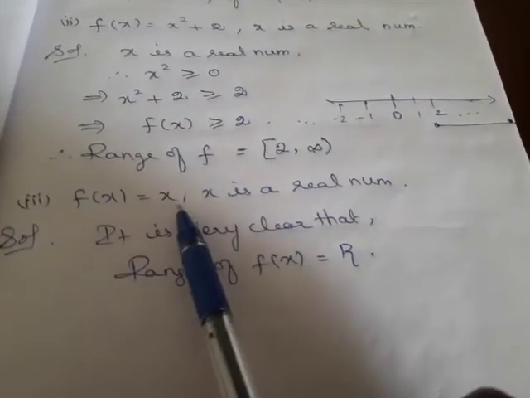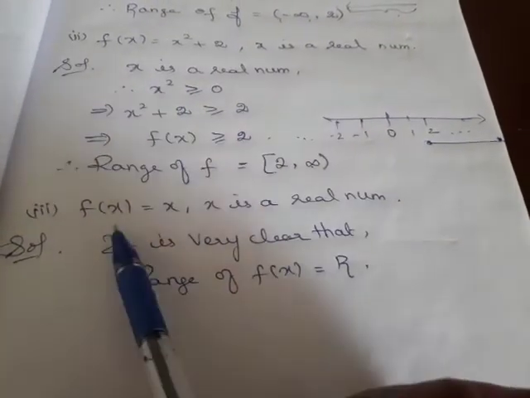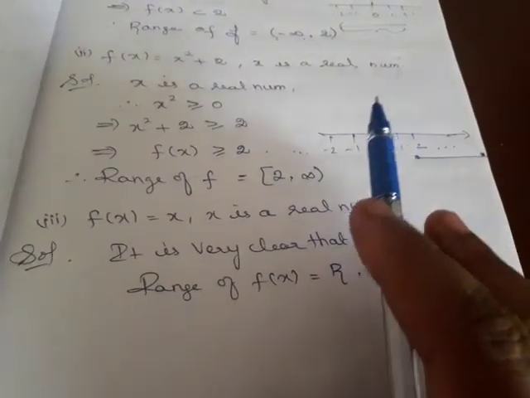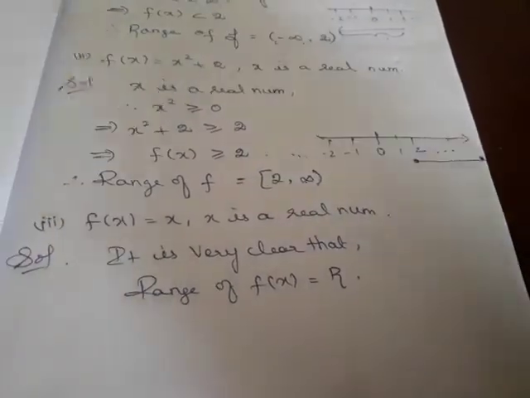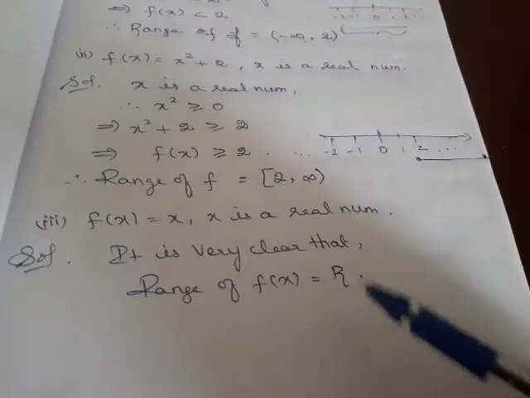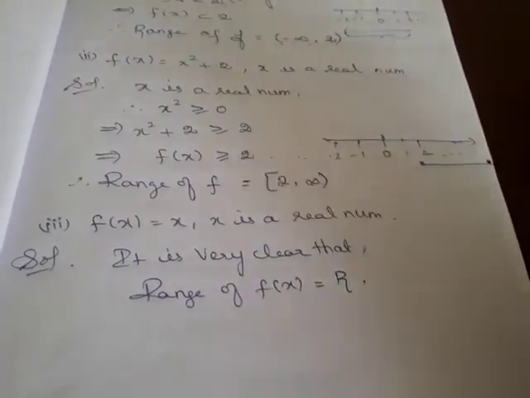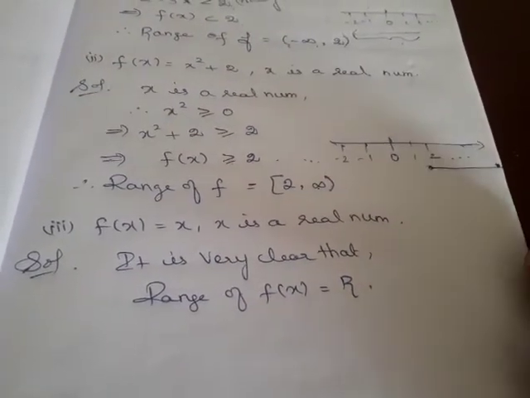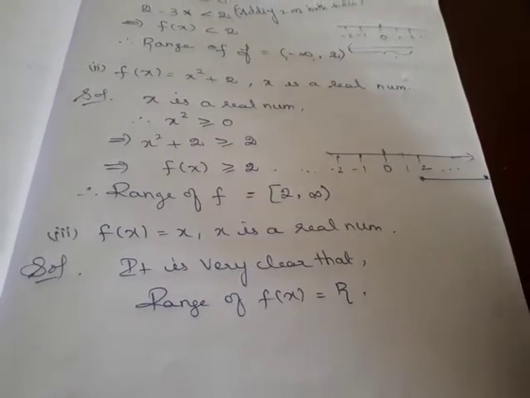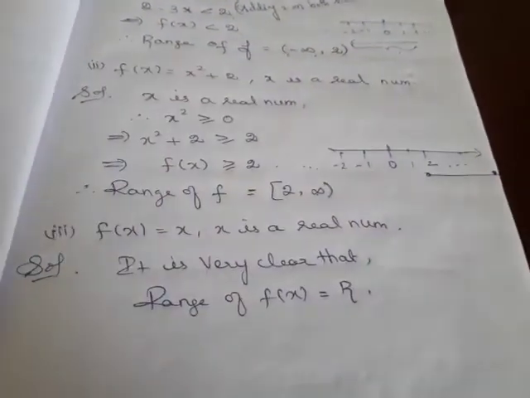Hope you understood. Third question, f of x equal to x, where x is a real number. f of x is mapped to itself. Whatever value you choose, it is mapped to the same value. Therefore, obviously the range will be the entire real numbers. When you choose a real number and it is mapped to itself, it will be the real number again. Therefore, the range is the real numbers only, right?